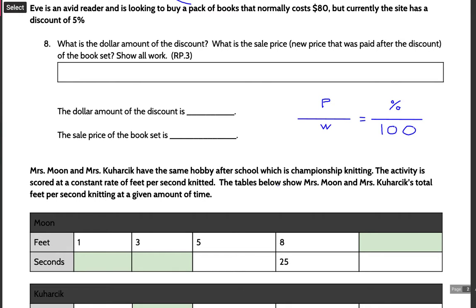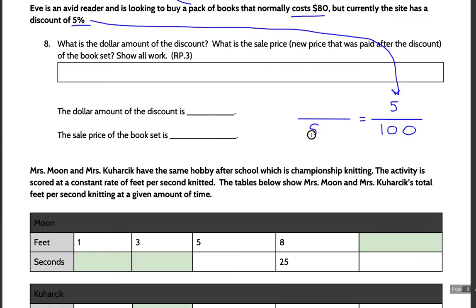So with this one, to fill it out, what do we have up in our problem? We have the cost is $80, and we have the discount of 5%. So 5%, this would just go right where the percent goes. So this would be 5. And then costs $80. Is this part of the cost or the whole cost? That's the whole cost, so it's the whole thing. So 80 would go down here.